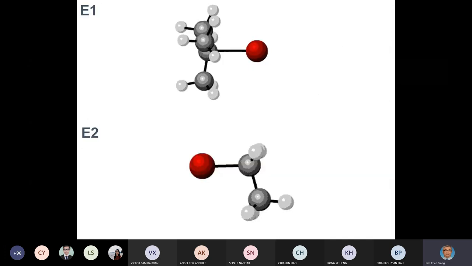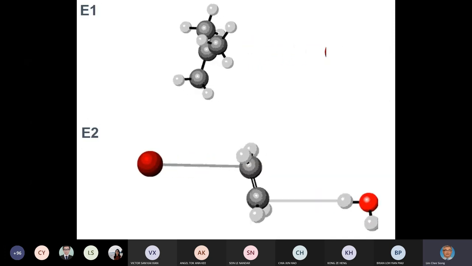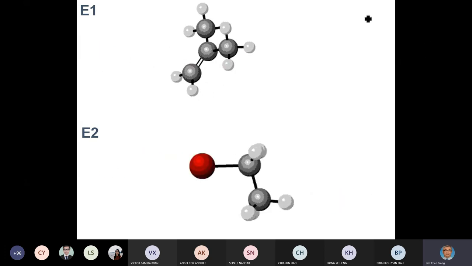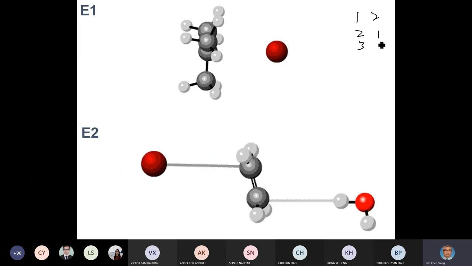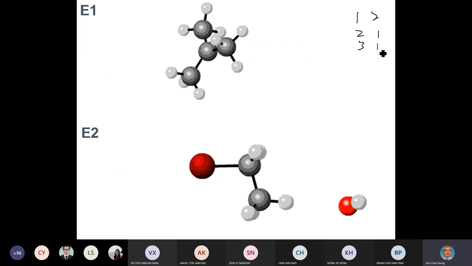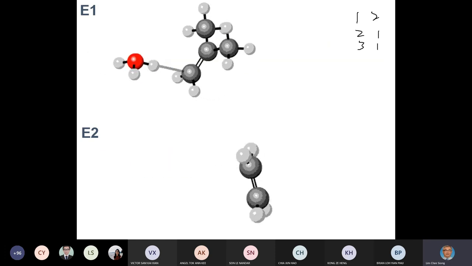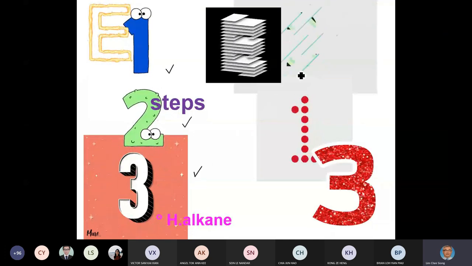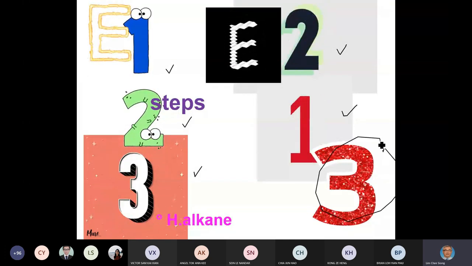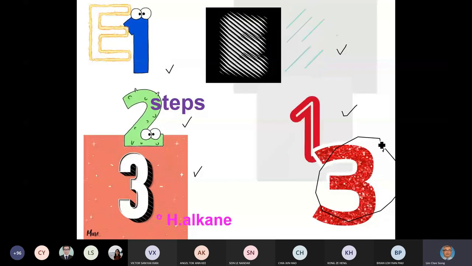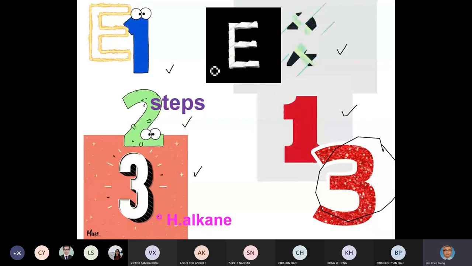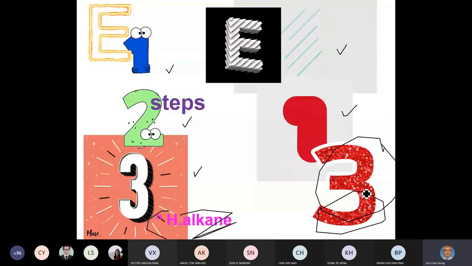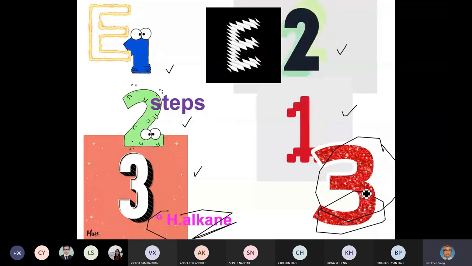Okay, now you know the direction, we can go to the mechanism. This mechanism we call E1, E2. Students asked yesterday we had 1, 2, 3, 2, 1, 1. How about this one? This one we use a number. The number we call 1, 2, 3, followed by 2, 1, followed by 3 here. So in your syllabus, you just focus on E1, E2 in tertiary haloalkane only. The rest, don't ask.